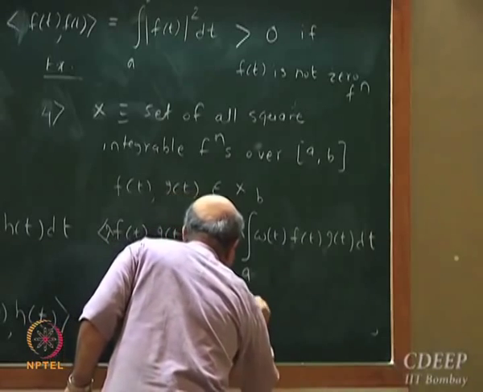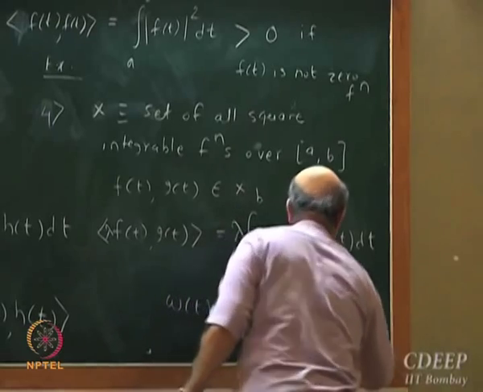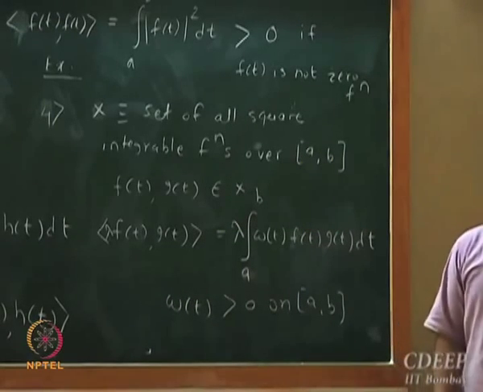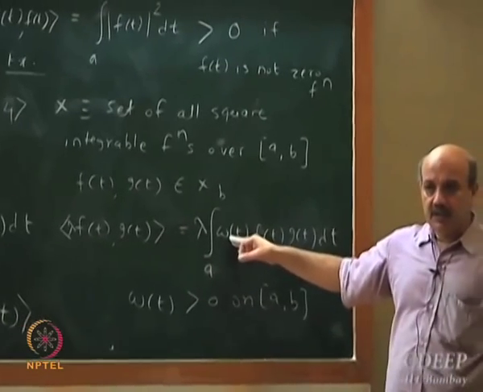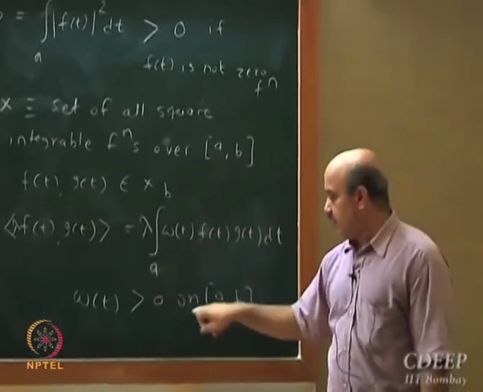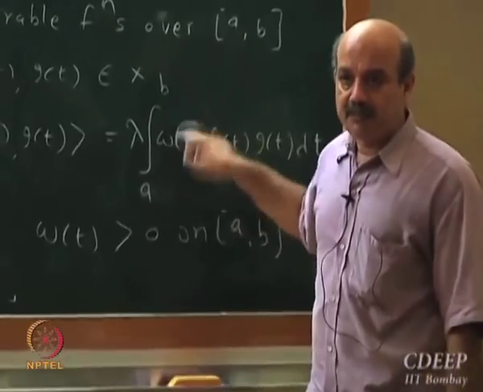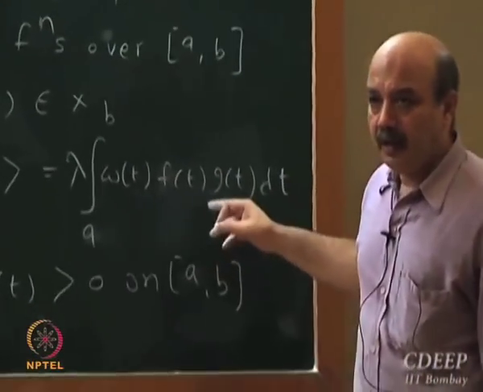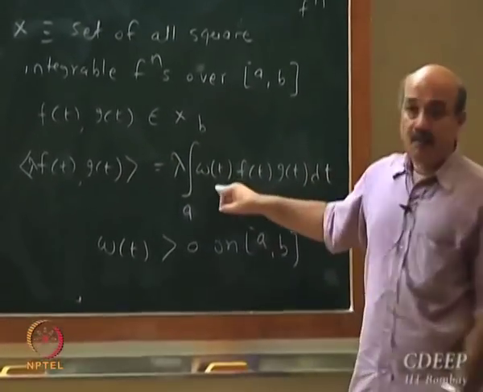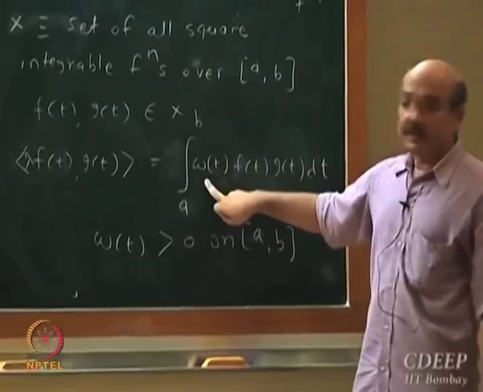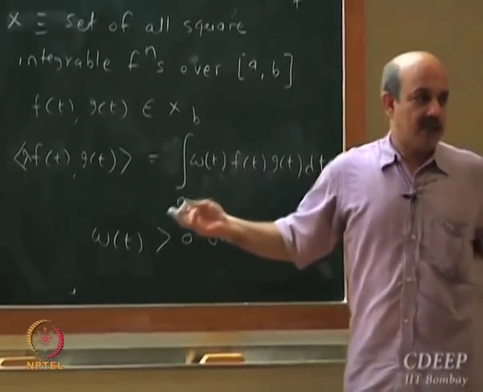w(t) is strictly greater than 0, so it is a positive function. It has only positive values in the interval [a, b]. This is my interval [a, b] on which the inner product is defined, on which the space is defined. Just like we could use a positive definite symmetric matrix there, if I modify my definition of inner product by multiplying by a positive weighting function, that also satisfies the inner product.